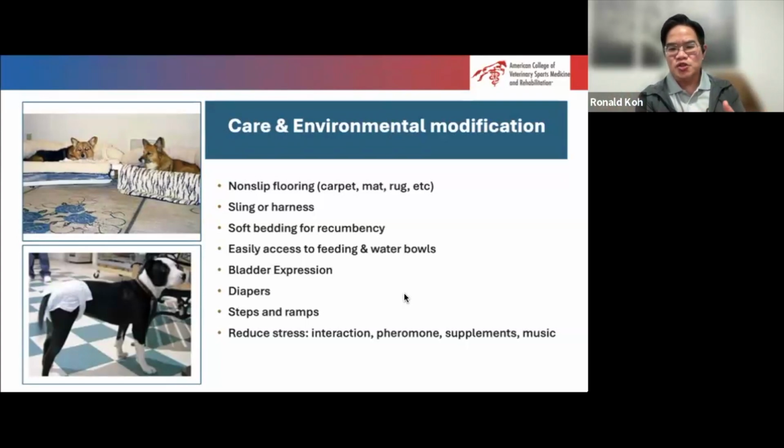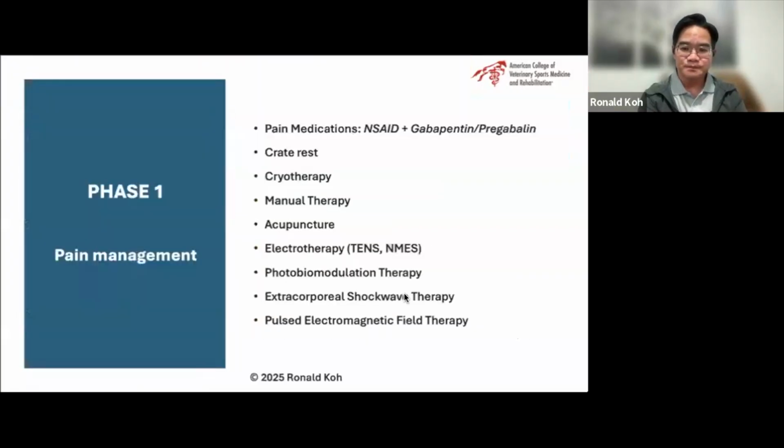Keep in mind that dogs can be stressed out as well. They often become anxious, frustrated, and fearful after losing mobility. So you need to do something to help calm them down: provide more interactions, pheromones, supplements, music, anything that could help to calm them down. Most of the time we give them gabapentin and trazodone during cage rest. That also is a good idea because it provides some sedative effect that helps to calm the animals down.